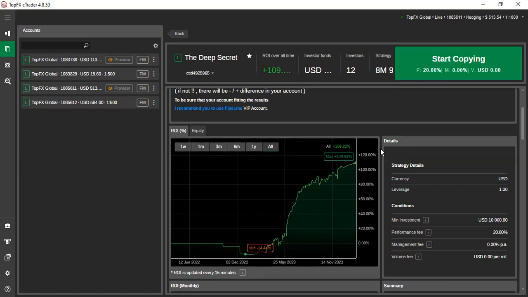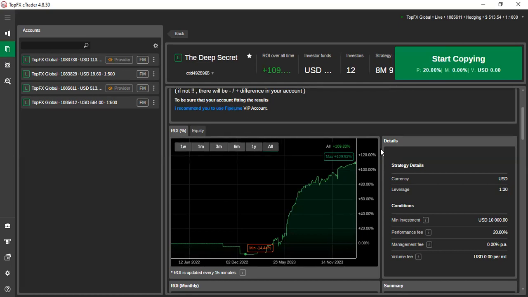So this means that any profit that this person makes on your account, they get 20% of it at the end of the month. So any trader that you copy, the system automatically deducts the trader's share, or the strategy provider's share, at the end of every month. Yes, some of them deduct it at the end of every day, but this one is every month.